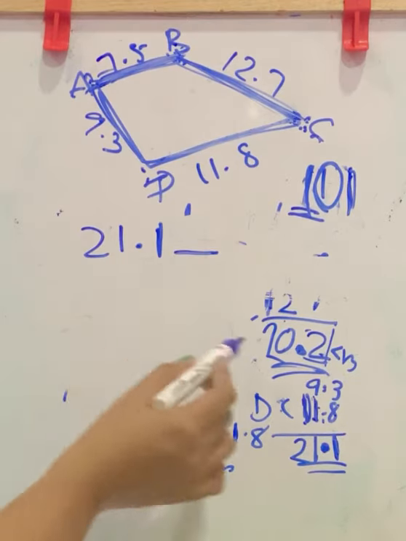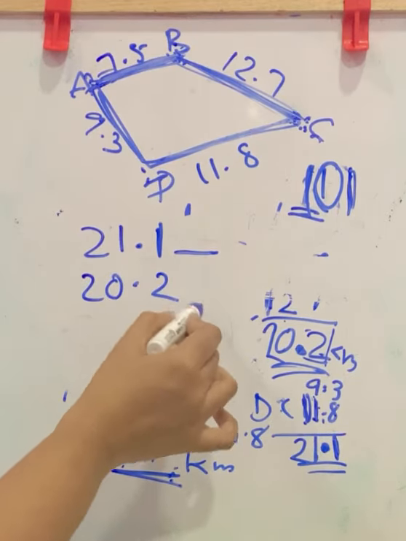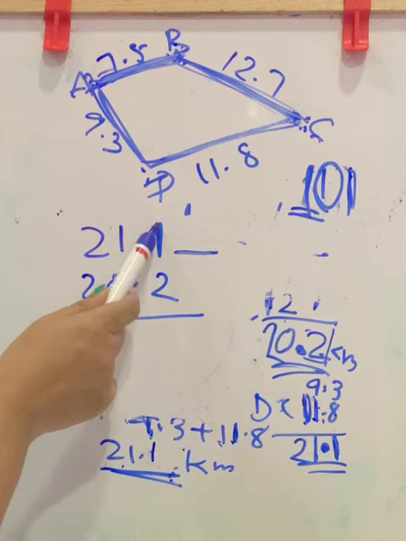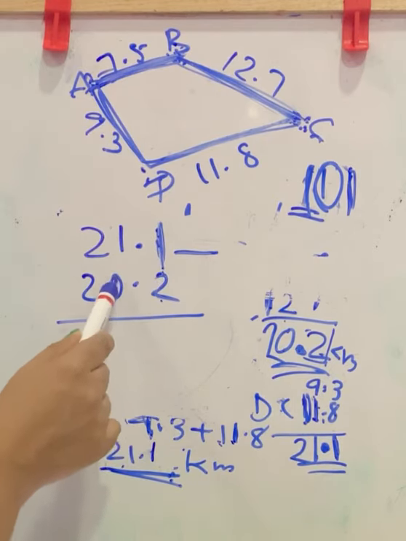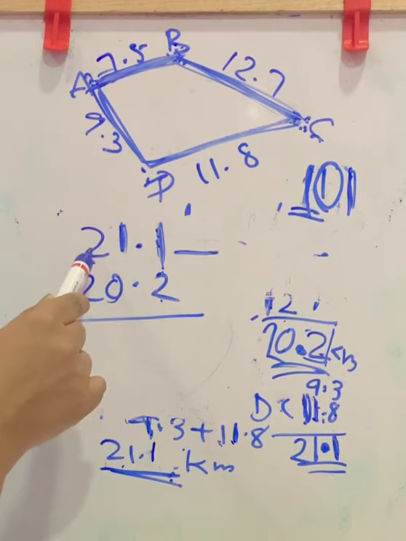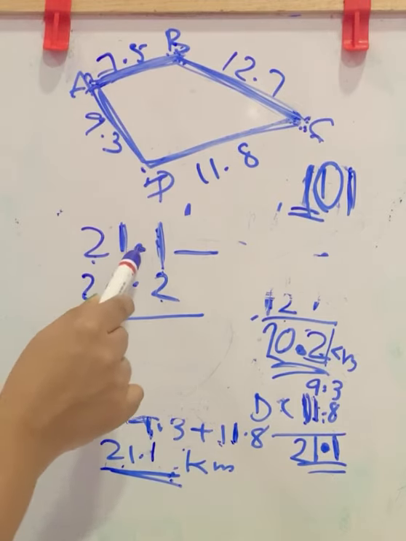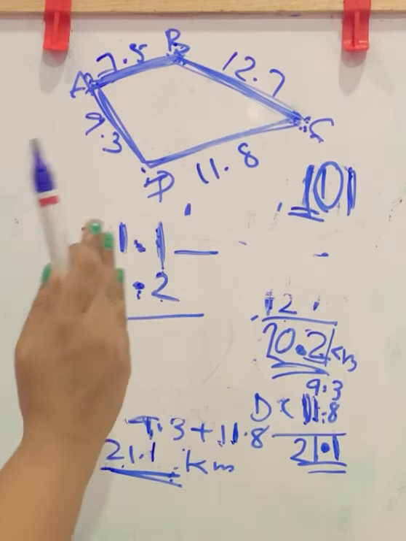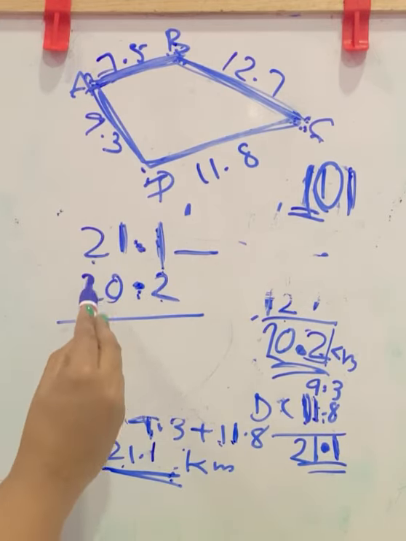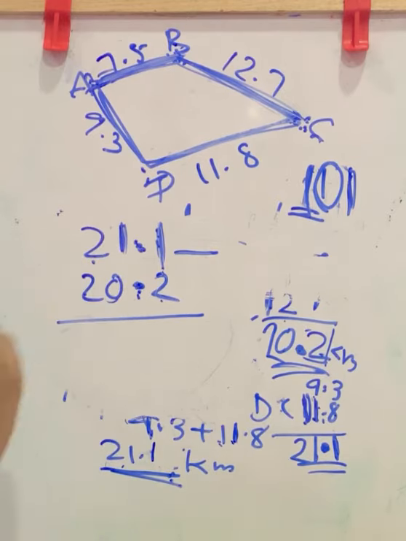Now subtraction, 20.2. Now remember, you want to write the tens place under the tens place, units place under units place, and the decimal must be under the decimal. Don't change the positions and write each digit under the same place value.